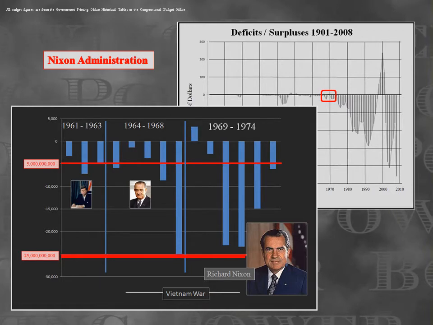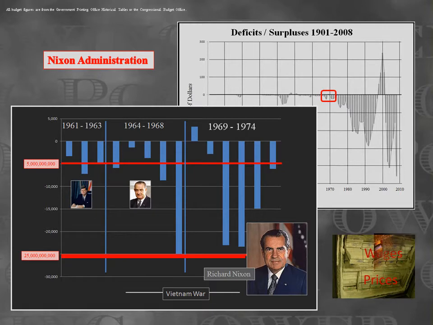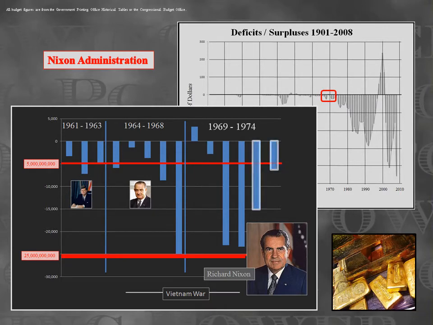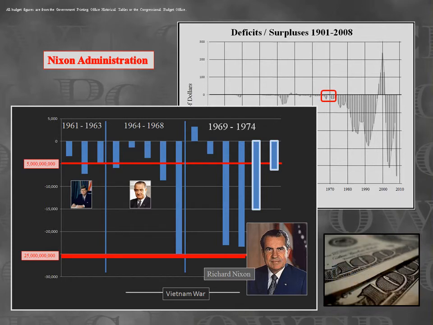Nixon administration. The end of U.S. involvement in Vietnam and new policies, such as a brief wage and price freeze, the discontinuation of the exchange of U.S. dollars for gold, increased tariffs, and the devaluation of the dollar contributed to reduced deficits in 1973 and 1974.